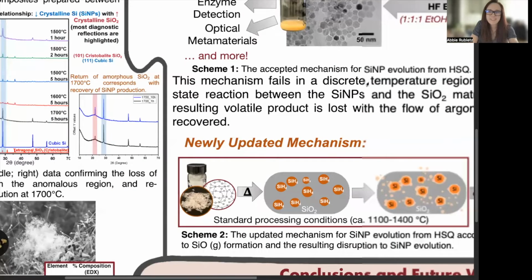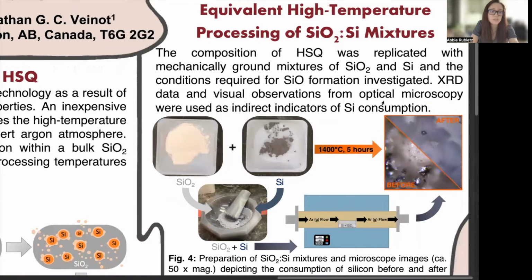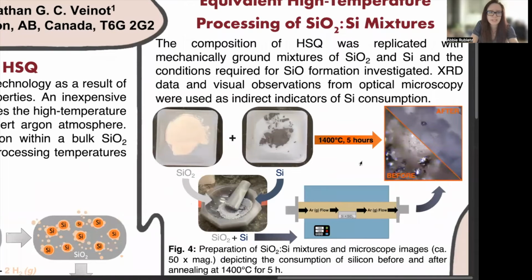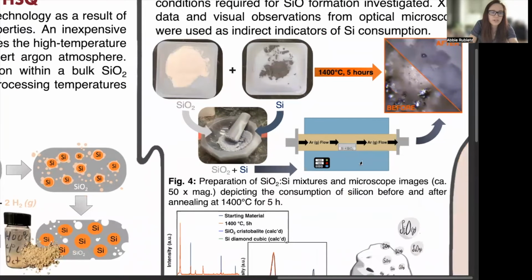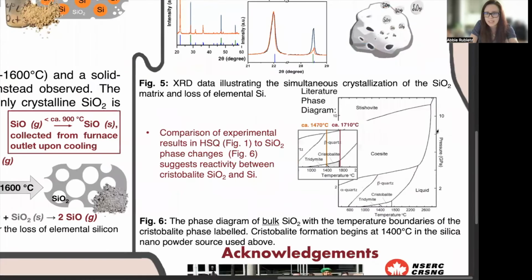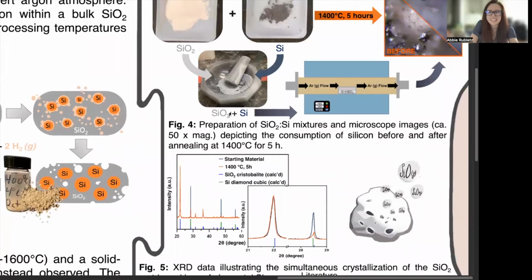In an effort to better understand this reactivity, we attempted to replicate the behavior of the HSQ systems by grinding mixtures of both components in the form of silica and silicon powders. These mixed powder systems were then annealed in an effort to consume silicon similarly to what was seen in the HSQ parallel system. Worth noting here is that the silica source used in these experiments differed from the behavior of bulk silica in the HSQ system and in the phase diagram given below, and this nanopowder began crystallizing as low as 1400 degrees and producing the same reactivity.